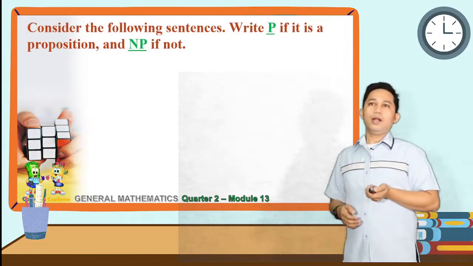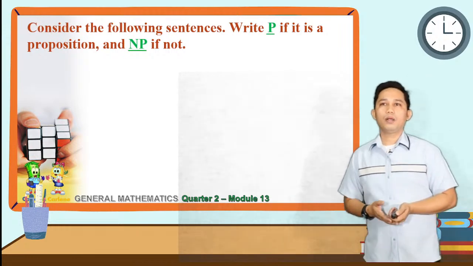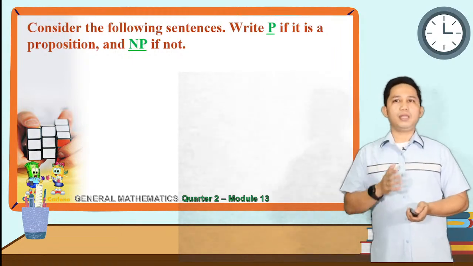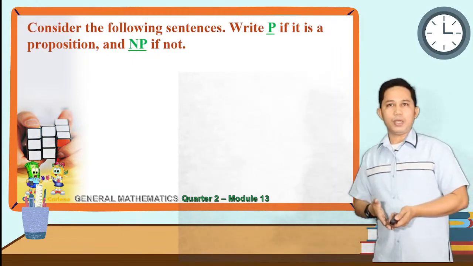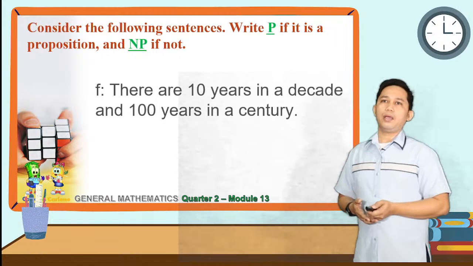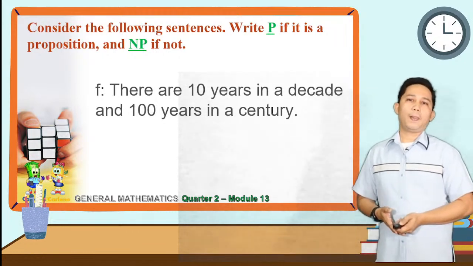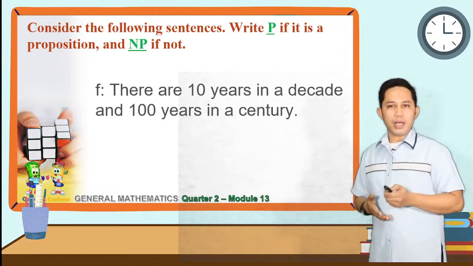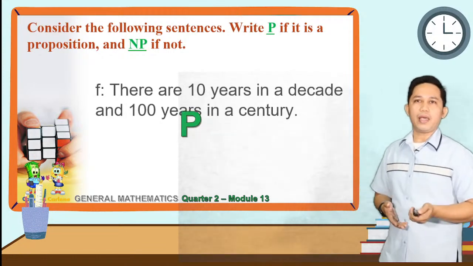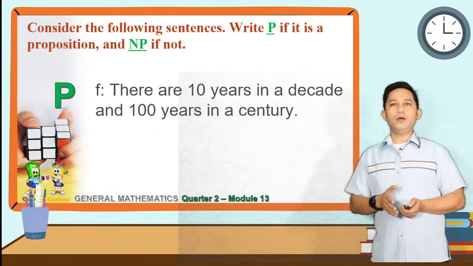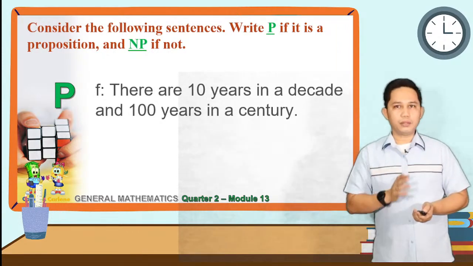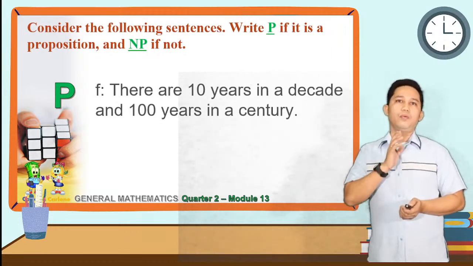Now, let's have another example. Going back to our lesson, consider the following sentences. Write P if it is a proposition and NP if not. There are 10 years in a decade and 100 years in a century. Is it a proposition or not a proposition? Yes, correct. It is a proposition, because as we all know, every 10 years is 1 decade and 100 years is 1 century.